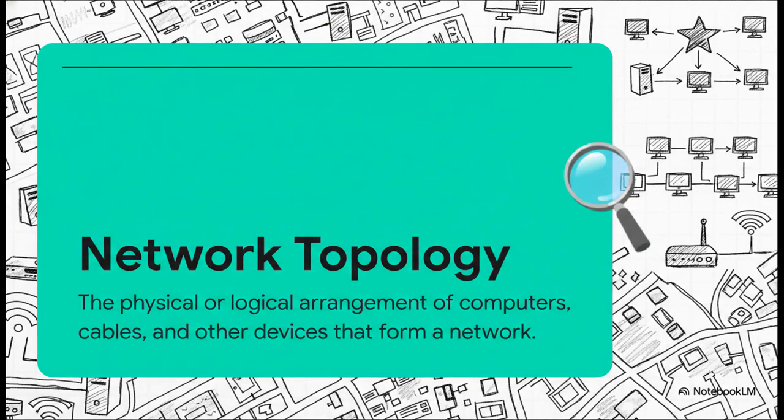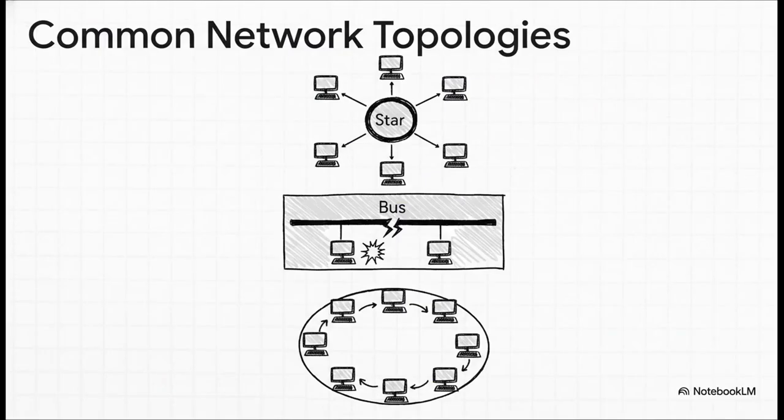Now, if architecture is the big picture philosophy, then topology is the nitty-gritty physical layout. It's the literal map of how everything is plugged together, the arrangement of the computers, the cables, and all the other devices. It's basically the city plan for your network. And here are a few of the most common plans. In a star network, everything connects to one central point. It's easy to manage, but if that central hub goes down, the whole network is out.